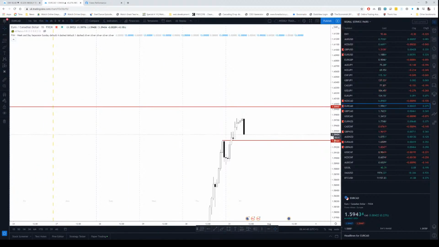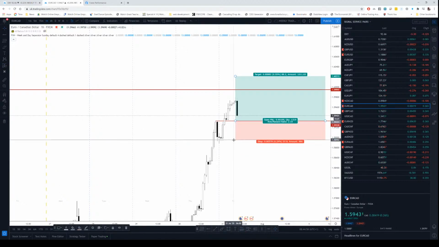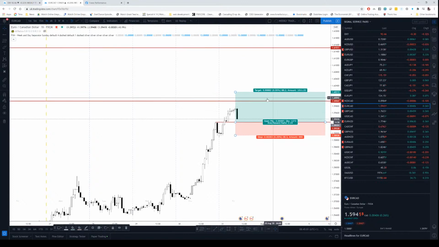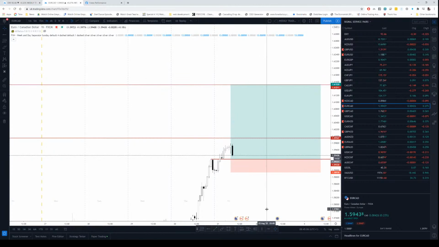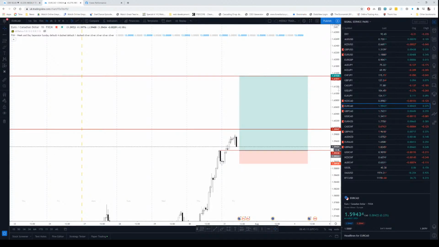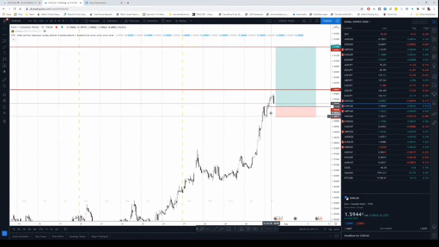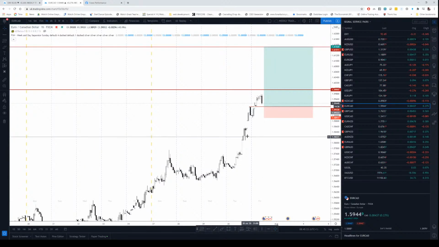So if you do get there, I'll be interested in some form of a buy. So something like this, and I'll be targeting there. So something like this. I'll be buying in here with a stop below this, and then be looking for a move all the way up.